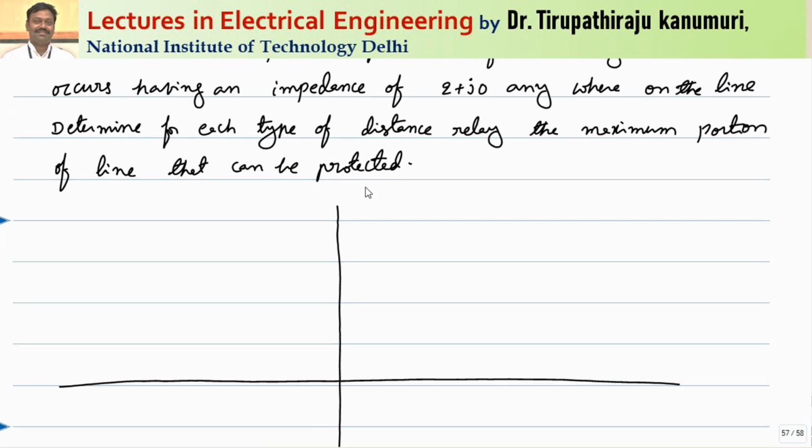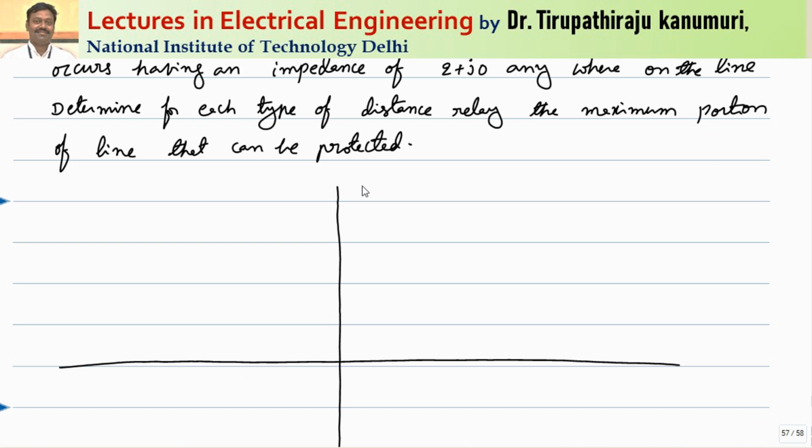So let us try to draw this. First one is the impedance. That impedance is given as 3.6 plus j6. So this is my R and this is my X. You have to take a distance of 3.6 on the R axis, plus on the X axis, the j parameter, it is given as j6. So here you have to take it as 6.